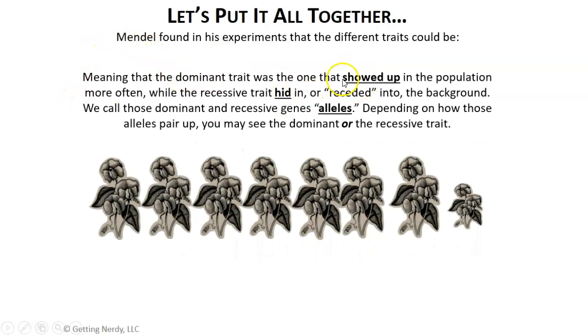Meaning that the dominant trait was the one that showed up in the population more often. So you see down here the tall plants are going to be more prevalent. There's only one little short plant over here. While the recessive trait hides or recedes into the background. We call those dominant and recessive genes alleles. Okay? Depending on how those alleles pair up, you may see the dominant or the recessive trait.